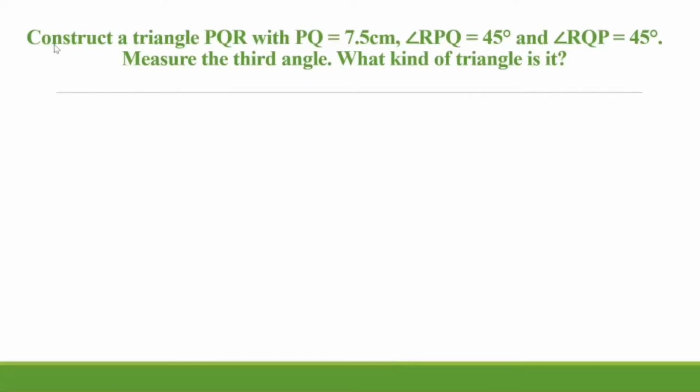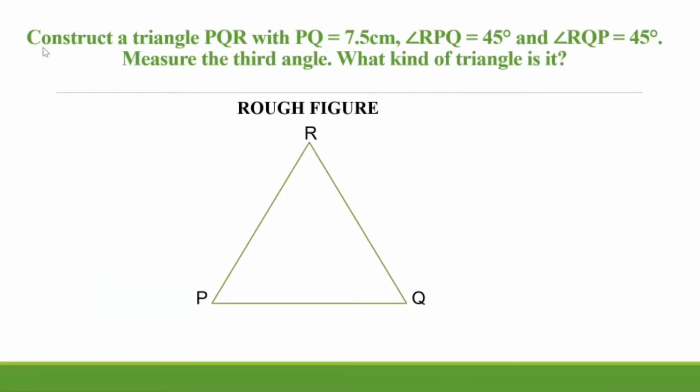So, let us first make the rough figure. I have taken any triangle PQR because PQ side is given to us. Let us take PQ as the base. We'll mark PQ equal to 7.5 centimeters. Angle P is given to us as 45 degrees. Angle Q is also given to us as 45 degrees. So we'll be making the base PQ of 7.5 centimeters, and on this base PQ, we'll construct using ruler and compasses the angles P and Q of 45 degrees each. So let us see the steps of construction using the exact measurements now.